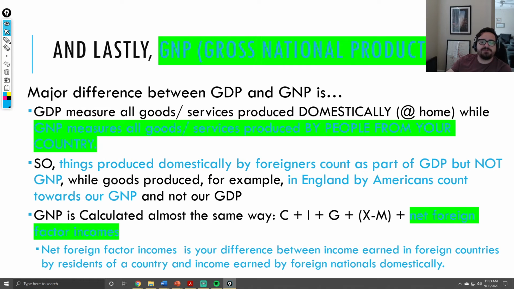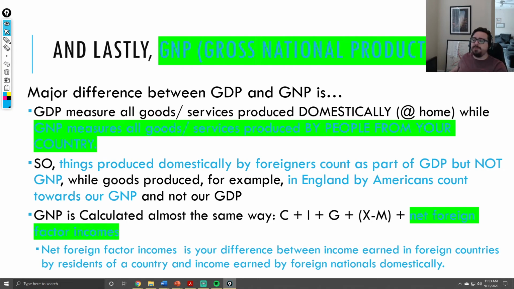So things that are produced domestically by foreigners, say immigrants that come over here and start working here and still are not US citizens, that work will count for our GDP. It would not count towards our GNP. However, if say you, after you graduate college, go to England and work for a bit, your work might be counted as America's GNP, because it is money made by Americans overseas.